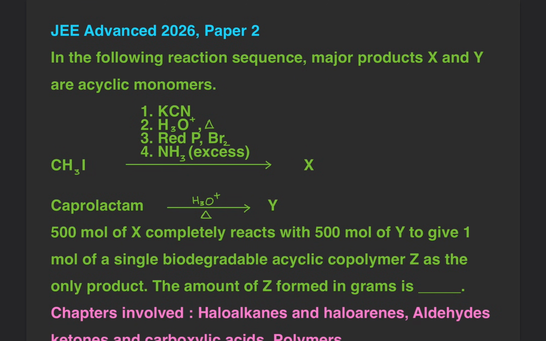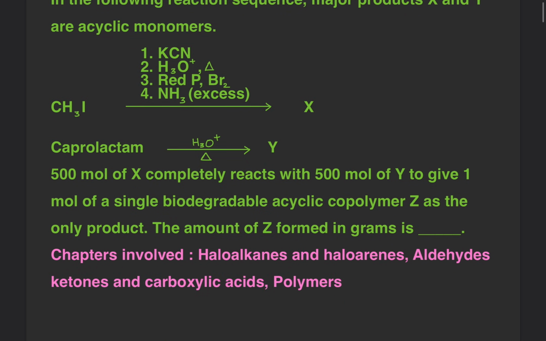Hello everyone. So this is a question from JEE Advanced 2026 paper 2. In the following reaction sequence, major products X and Y are acyclic monomers. Okay, important. We have CH3I, it is subjected to 4 reagents and then we get X. Then we have caprolactam, then it is subjected to H3O+ and heat, then we get Y.